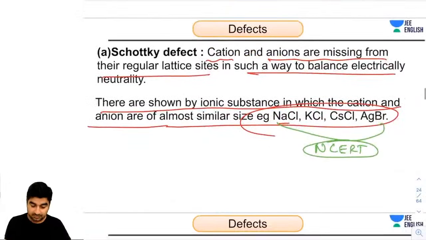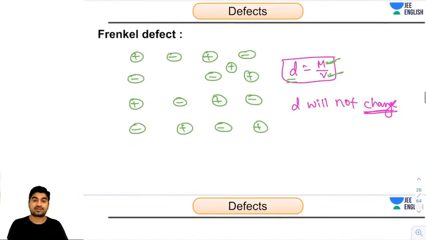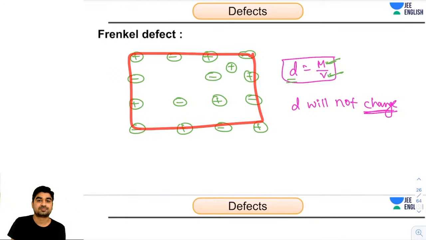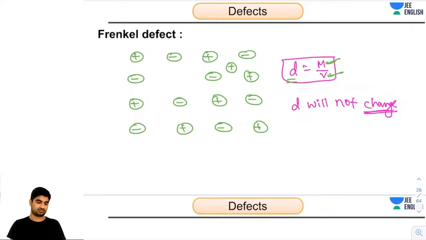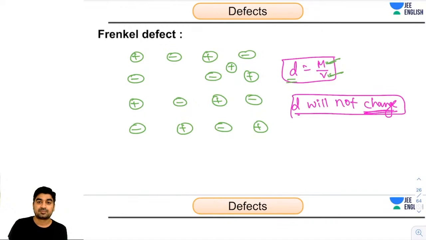Now when I'm talking about the Frenkel defect, this cation was present here. Now it is not leaving the crystal, guys. It is moving from here to here. It is within the crystal. So mass will not change, and volume will also not change. This is the volume of this crystal. Mass and volume both are not changing, so density will not change, right? And if density is not changing, guys, what will happen? Yes, I can call it dislocation defect.